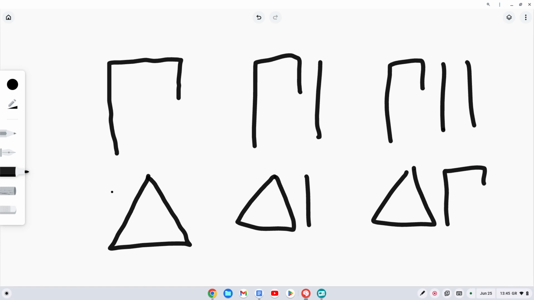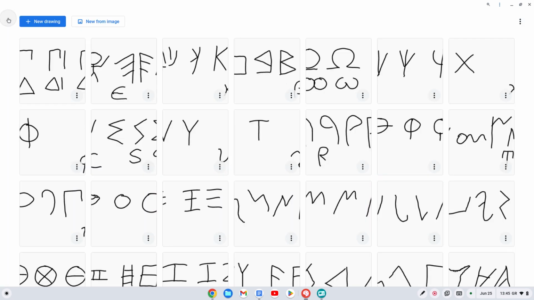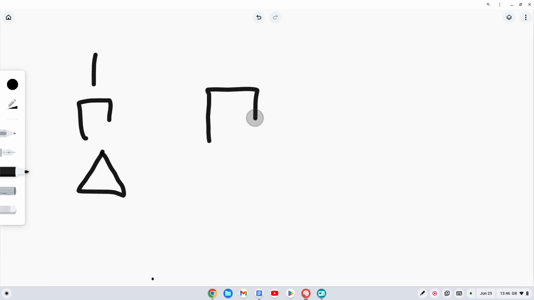Okay, I'm running out of room on this screen. Let's do another screen. Okay, so we got 1, 5, 10, then to do 50, they combine the pi and the delta, so that's 5, and they put a little delta inside like that. 5 times 10 is 50.